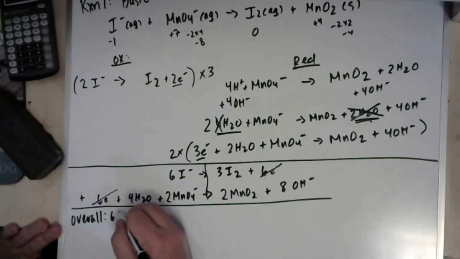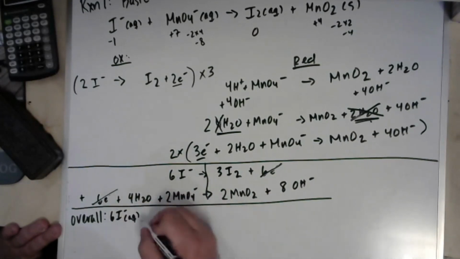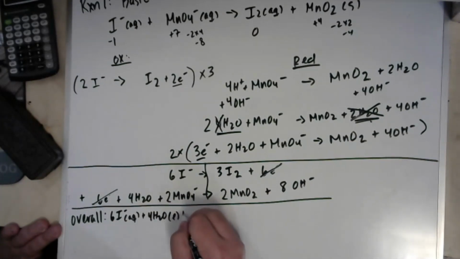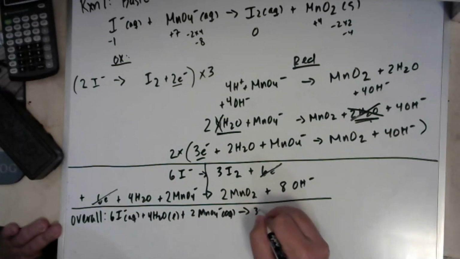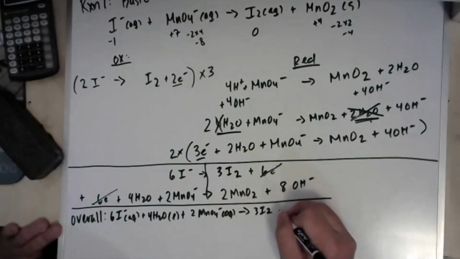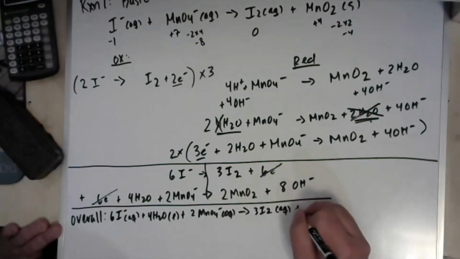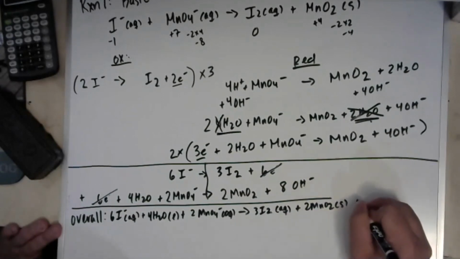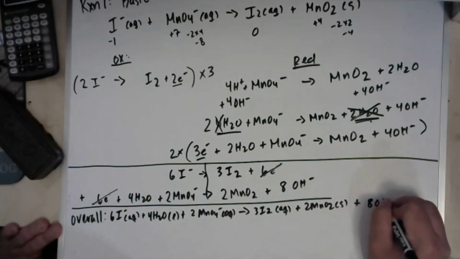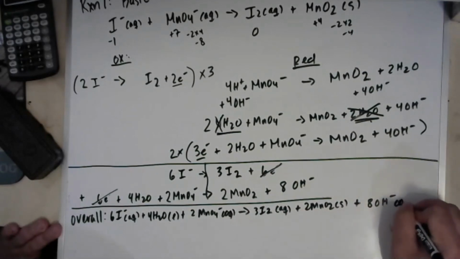And that's going to be 6 I minus aqueous plus 4 H2O liquid plus 2 MnO4 minus aqueous yields 3 I2 aqueous plus 2 MnO2 solid plus 8 OH minus aqueous.